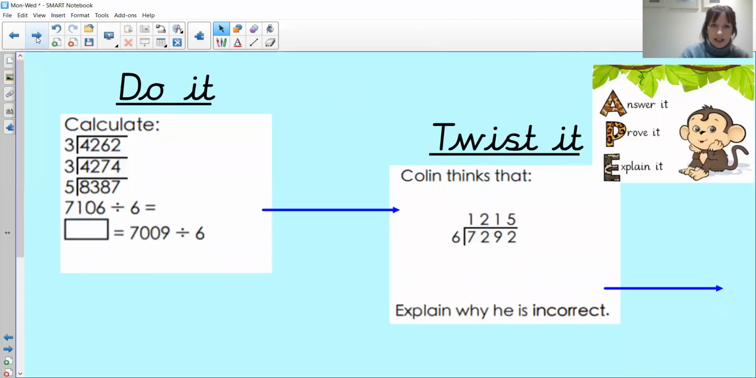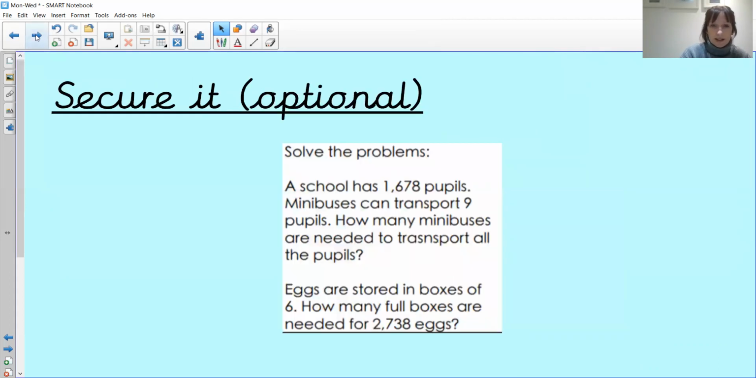So your learning today, then, your home learning, your do it, is to practice those calculations there. You've got a twist it, so explain why Colin is incorrect. So make sure that you answer it, prove it, and explain it to make sure you fully answer the question. And then for your secure it, we've got 2 problems that are very similar to what I've just gone through with you. So it would be brilliant if more of you could have a go at that today, please, because I think lots of you would be able to have a really good go at that.